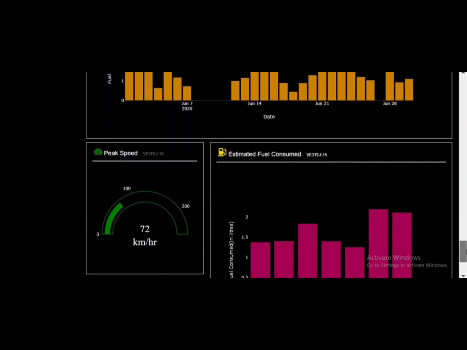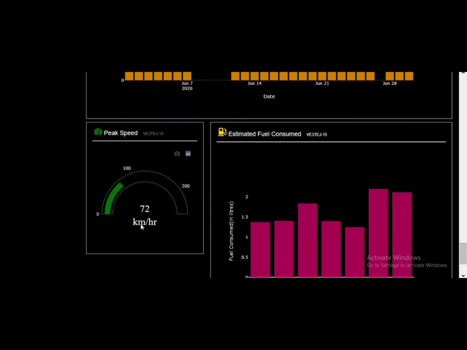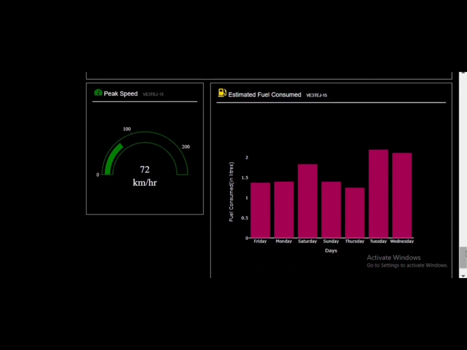Peak speed indicates highest speed of the vehicle. Here it shows that highest speed of V3-15 is 72 km per hour. It is a useful insight to track over speeding of your vehicles. We can also predict how many liters of fuel is required by a vehicle on a particular day depending on the historical behavior of vehicle. Here we can see that V3-15 requires at least 1.289 liters of fuel on Saturday.